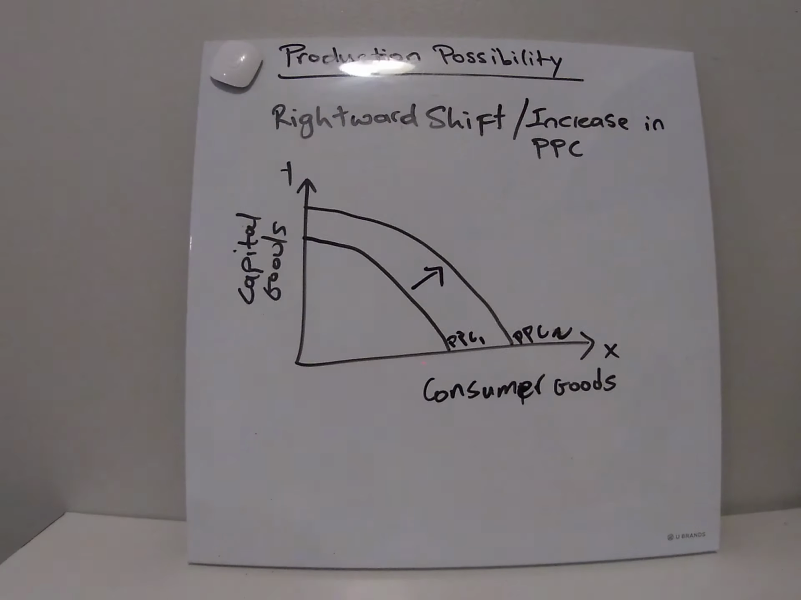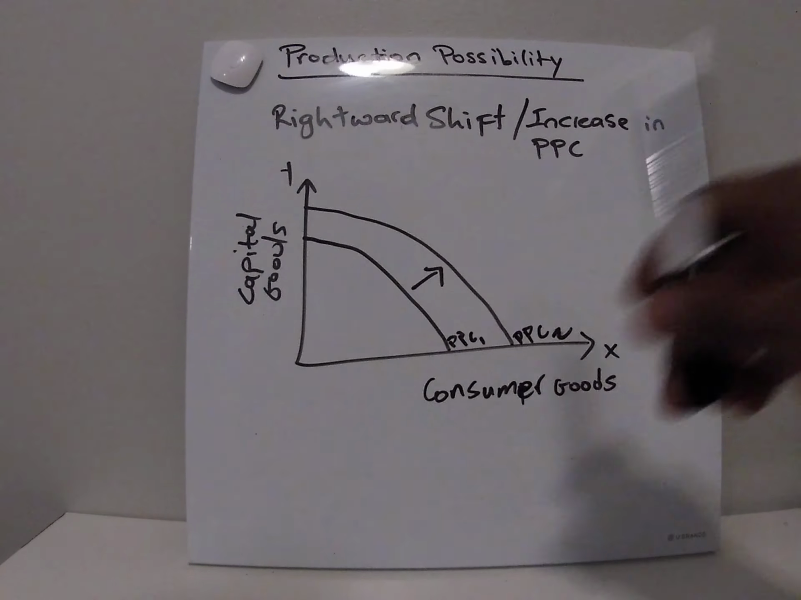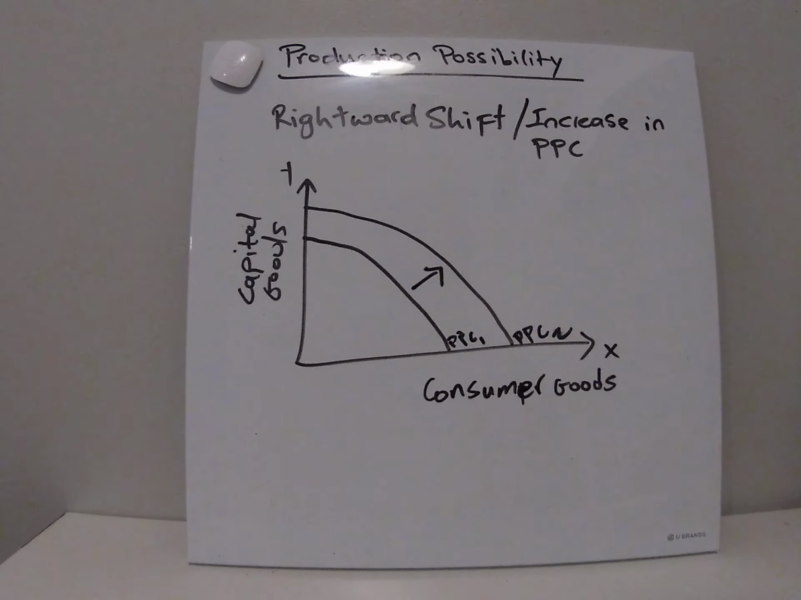So that's an increase in the PPC, and this can be caused by an increase in all resources, resulting in an increase in the production of all goods. So if we increase our resources, you'll find that the production possibility curve would shift to the right, and as such, we would have an increase in production of these two goods, capital goods and consumer goods.